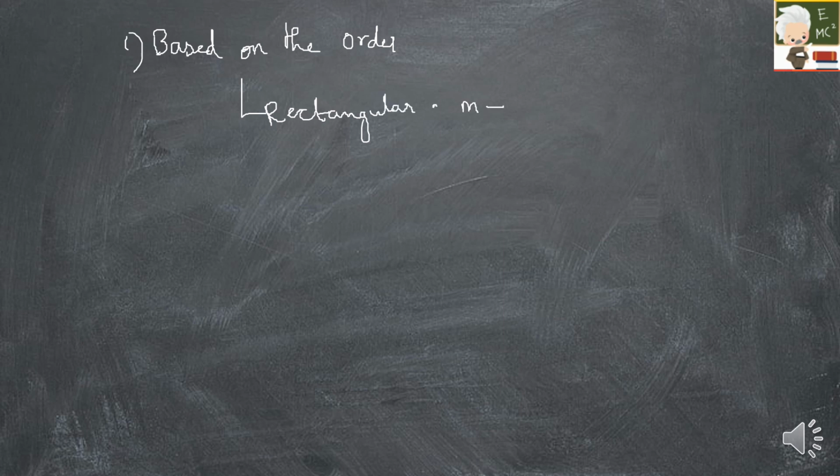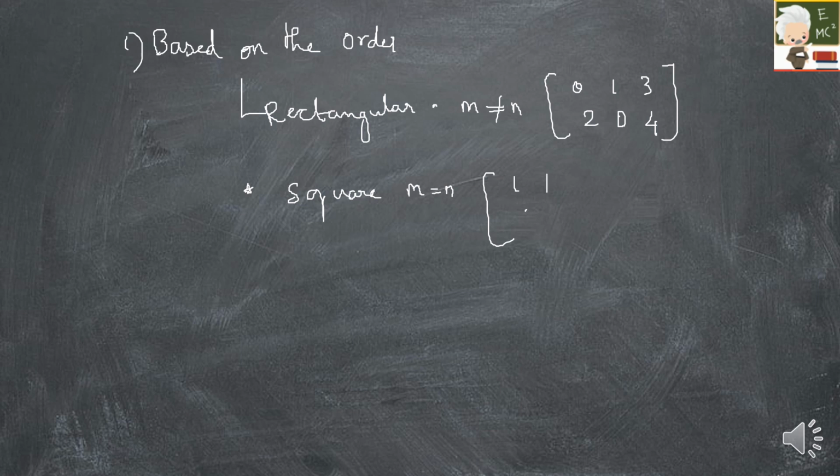First is based on the order. Under this we have four. First is the rectangular matrix. Here the condition is M is not equal to N. So your matrix should be something like 0, 1, 3, 2, 0, 4. So this is a rectangular matrix. Next is the square matrix, where M is equal to N. So something like this, 1, 1, 2, 2. So here it is 2 cross 2, right?